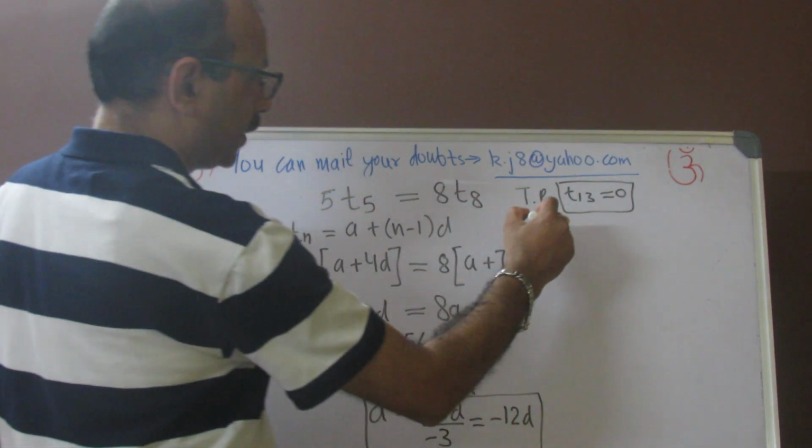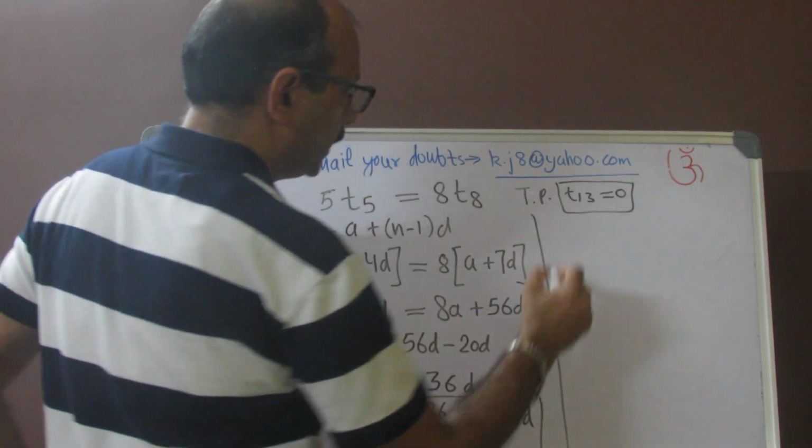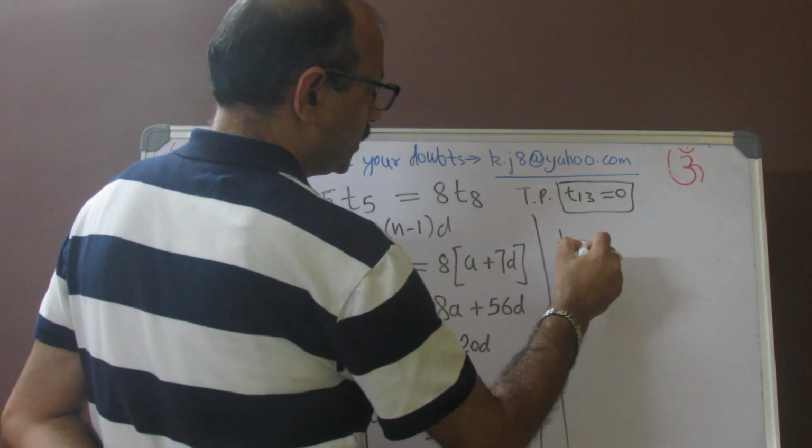Now what are we supposed to find? They are asking us to find T13 and prove that it is 0.